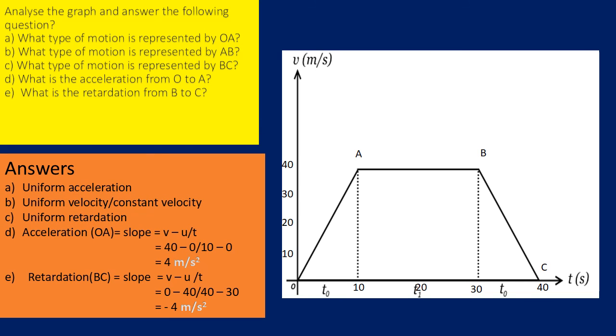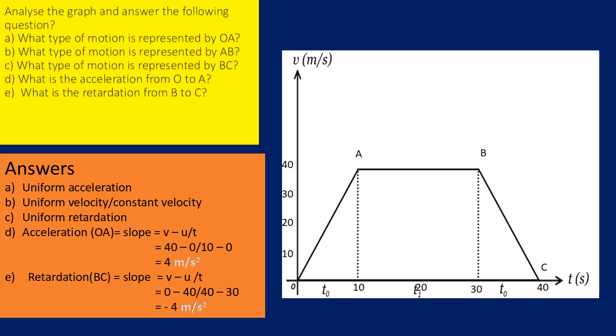So children, I think the answer is clear. OA represents uniform acceleration. AB represents, because the velocity is not at all changing, isn't it? So that represents uniform velocity, and BC, you can see the velocity decreases to 0. So that represents uniform retardation. So now the last two questions, what is the acceleration from O to A and what is the retardation from B to C? So children, to calculate acceleration from a VT graph, what we have to do?